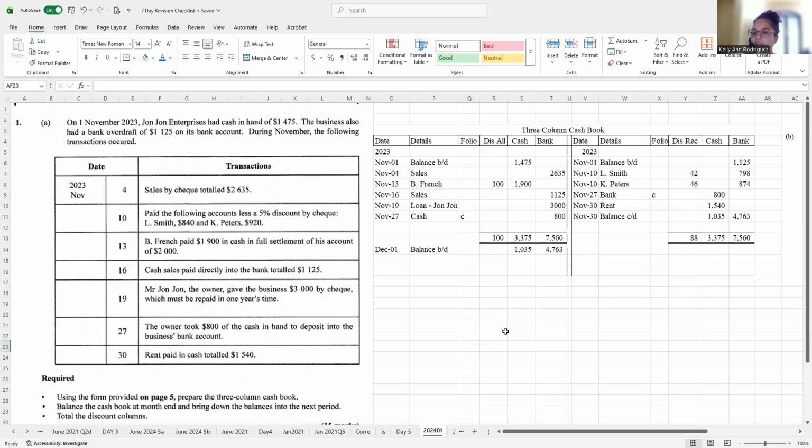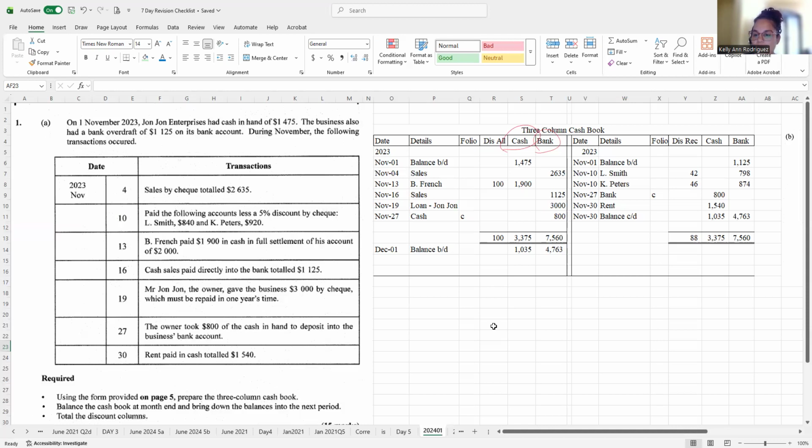So the first thing you ask yourself is: is it affecting my cash or is it affecting my bank? Yes, my bank. Yes, my cash. You need to find that in the transaction. Once you know it's your bank, you're going under your bank column. You're not going under your cash. This is how you have to mentally store this, because in the exam you're rushing, you go and put it into your cash section instead of your bank section, or you put it in your bank instead of cash.